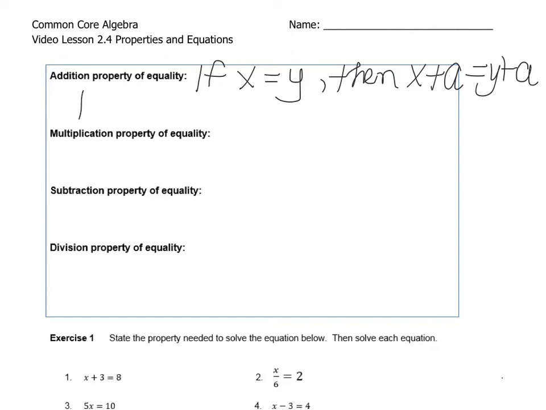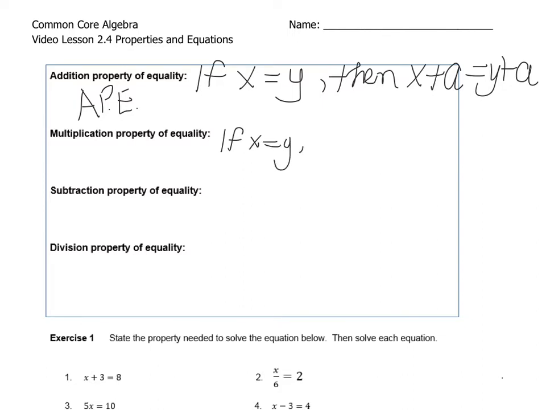And we're going to let you abbreviate it with the APE. You can use that abbreviation as long as you know what it stands for, addition property of equality. We use this when we add something to both sides of an equation in order to get that x by itself.